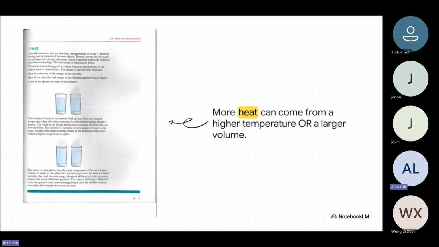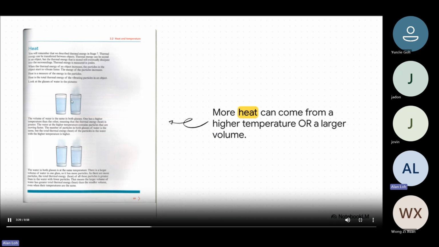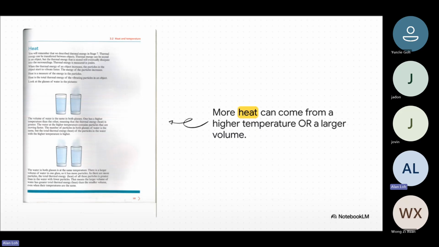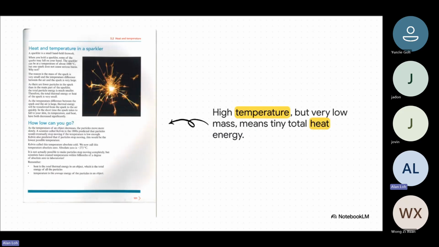In the top diagram, the glass on the right is hotter, a higher temperature. That means its particles are moving way faster, so it has more total heat. Now look at the bottom one. Both glasses are the exact same temperature, but the bigger glass just has more water in it, which means more particles. So even though they have the same average energy, the bigger glass has more total heat energy. Makes sense, right?